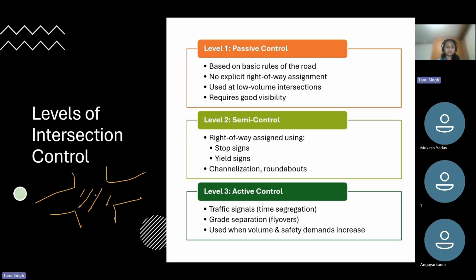We should keep in mind that we do not immediately go for the highest level. Firstly, we upgrade control only when lower levels are insufficient. Firstly, we try with the signs or channelization, or we do it with roundabouts. But if we are still not able to control the number of conflicts, we further increase the level.